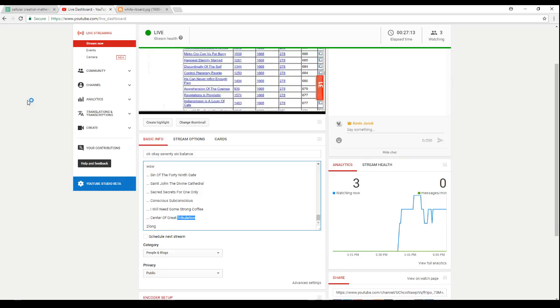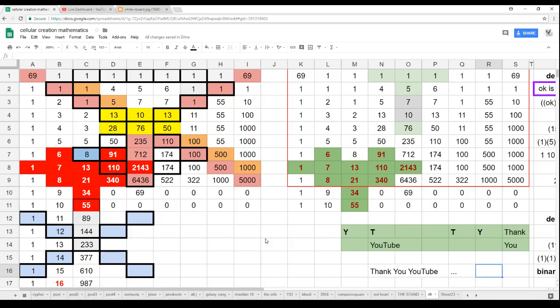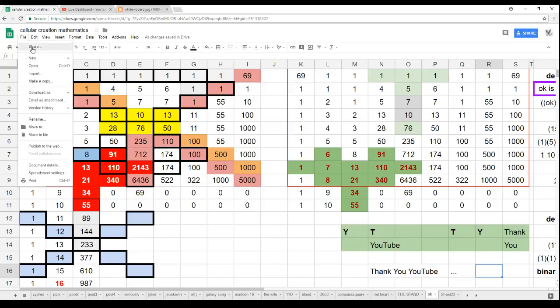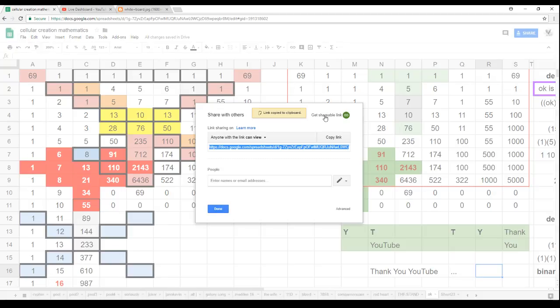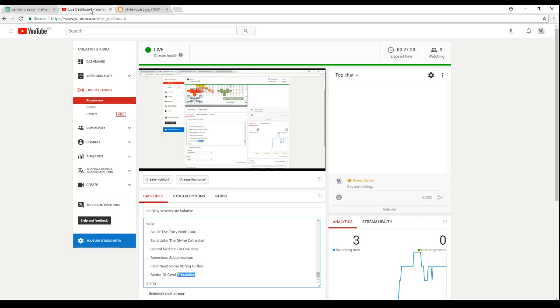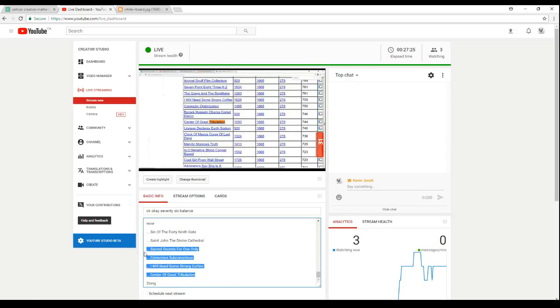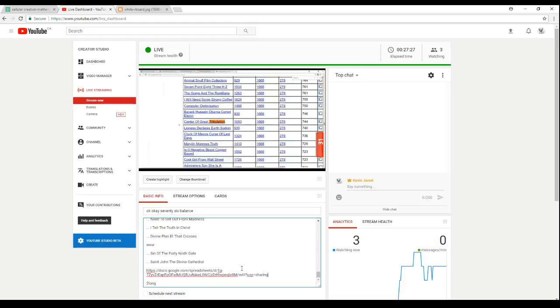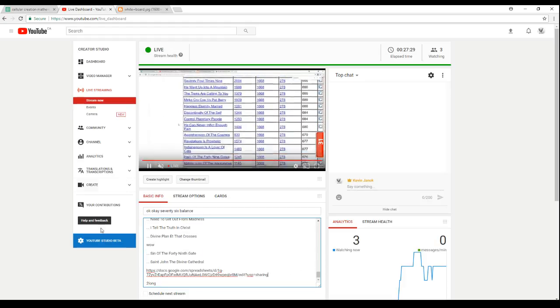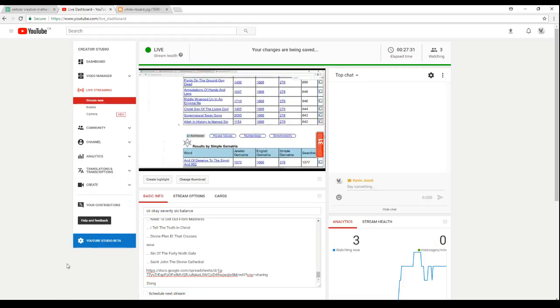So here, share, get shareable link, done. Go back here. Oh no, I have to take all that out, paste. Does it save? Hopefully it saves with that there.